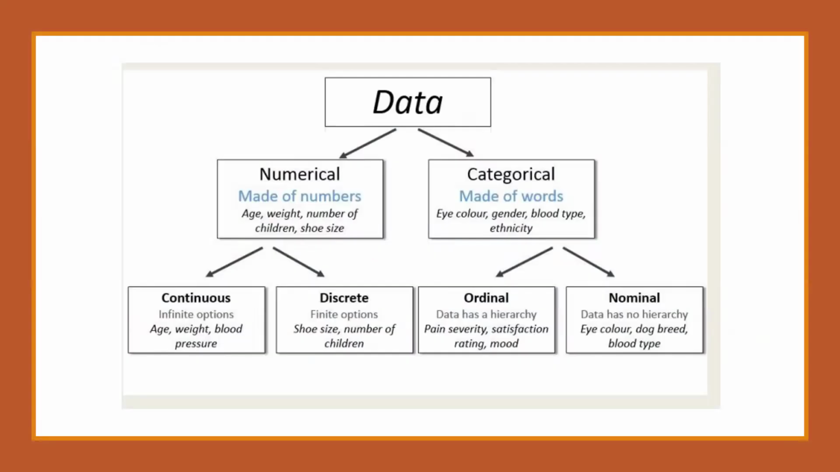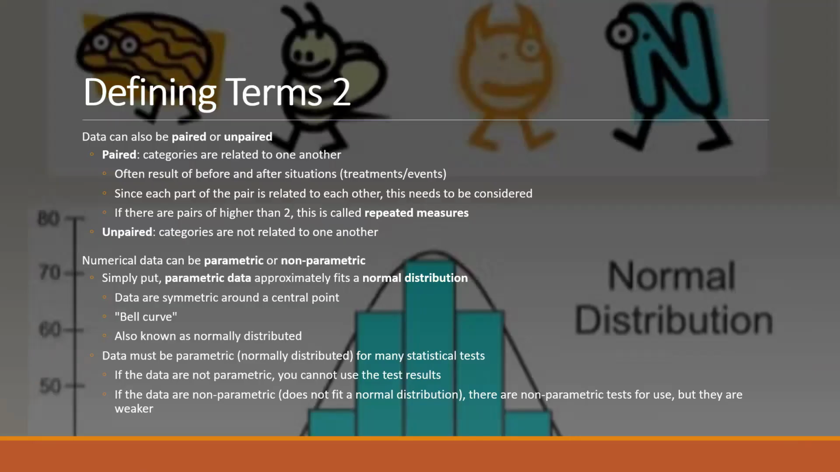Okay. So the next thing here, again, numerical, categorical. Categorical is further divided and numerical is further divided. You can go through these examples for your own clarification.